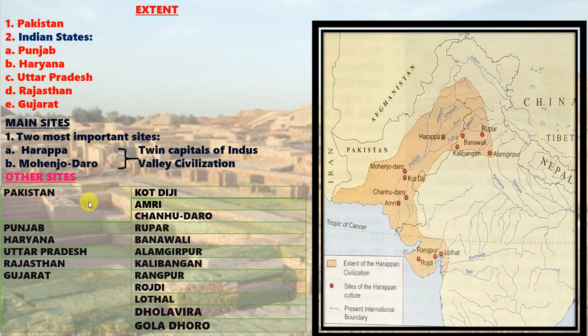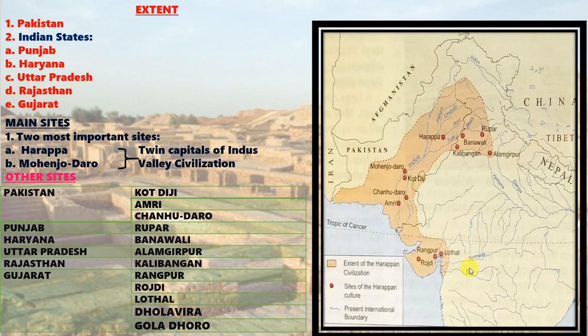Other sites were also found when further excavations were done by the archaeologists and historians. As you can see, in Pakistan it is Kot Diji, Chanu Daro and Amri. In Punjab it is Rupar. In Haryana it is Banwali. In UP it's Alamgirpur. In Rajasthan it's Kalibangan. In Gujarat, you can see Rangpur, Lothal, Rojdi, Dholavira.